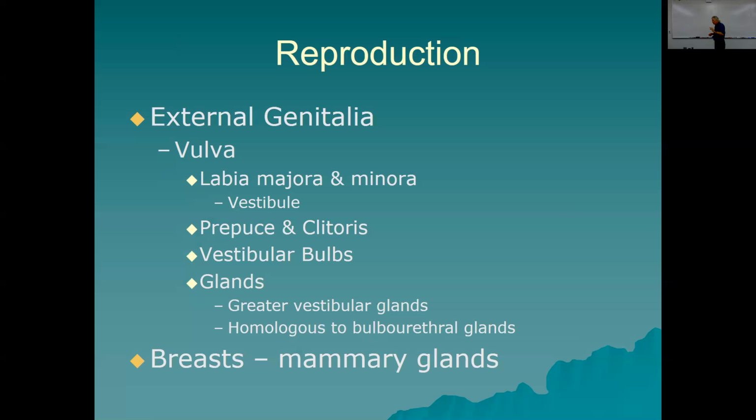And there are vestibular bulbs that are attached to the clitoris and actually line the very outside of the vagina. These are erectile tissues, so females get erect during sexual excitement as well. The clitoris and these vestibular bulbs are said to be homologues to either the corpus spongiosum or corpus cavernosum in the male penis. There are two of them, so I would think they'd be more homologous to the corpus cavernosum.